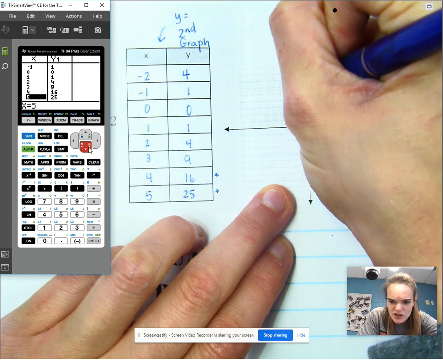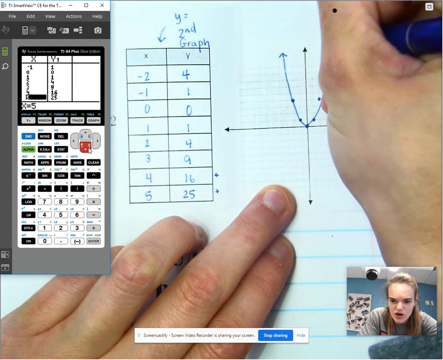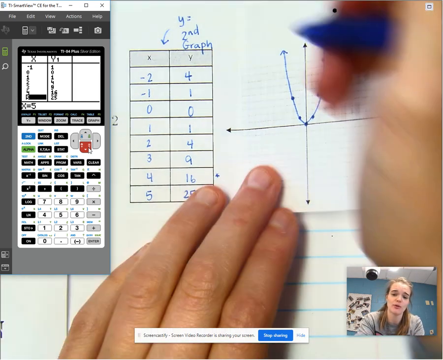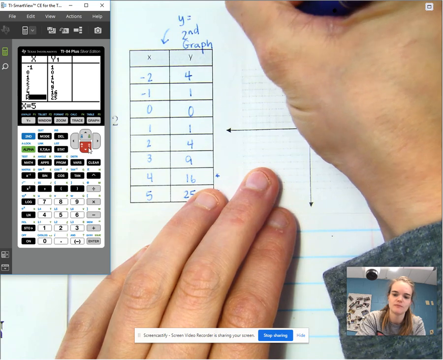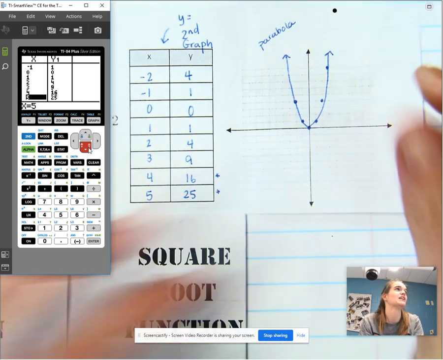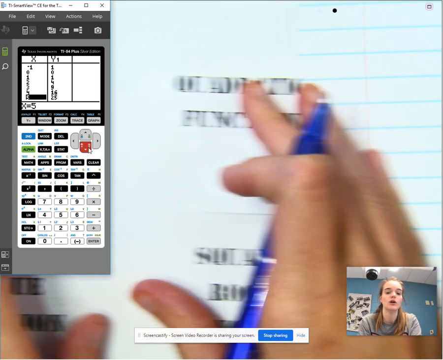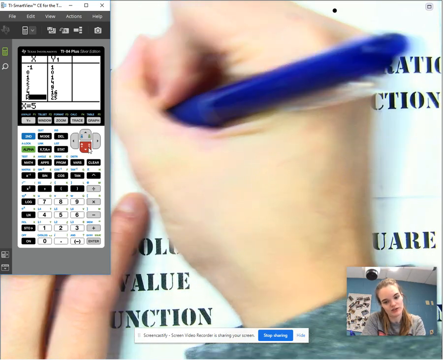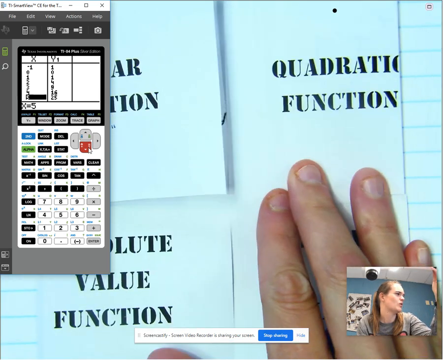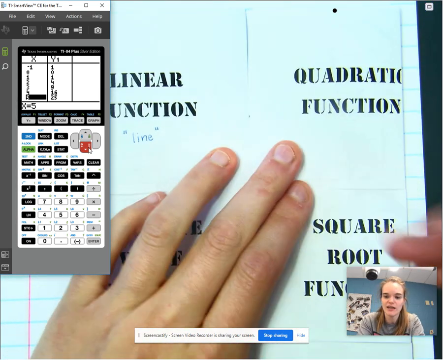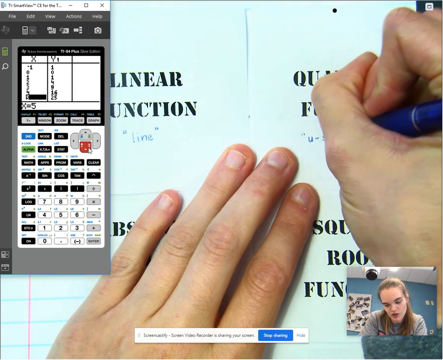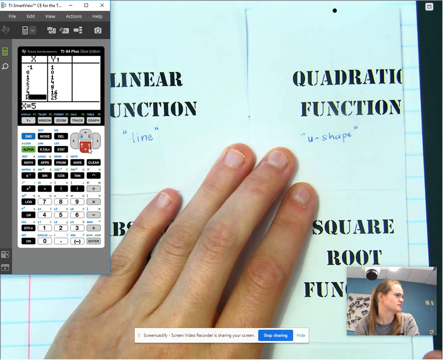A quadratic graph is always a U shape. Okay? It's always a U shape. We're going to write that out. It's also called a parabola. We'll talk about that a little bit more when we talk about the lesson itself. So, linear is a line. Obviously, that makes sense. Okay? But a quadratic is a U shape. Okay? Now let's talk about absolute value.